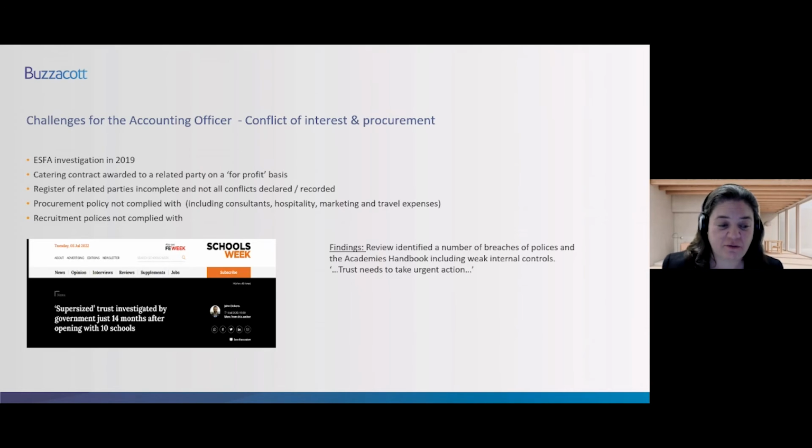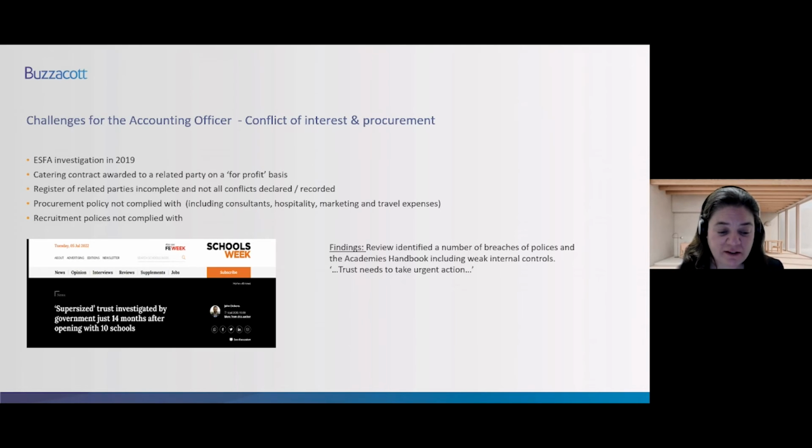But the key issues raised were a mixture of concerns around related party transactions, breaches of internal procedures, as well as a collection of internal controls issues. So starting with the catering contract, a decision had been made by the board to bring their catering in-house with supplies purchased from external companies. The issues that were raised by the ESFA was that there'd been no cost-benefit analysis done before this process, and also that the costs hadn't been compared to the previous catering arrangements.